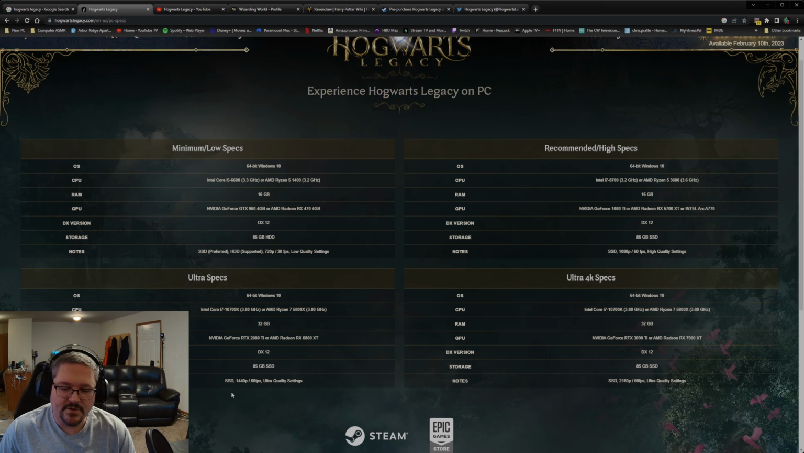Ultra is for your 1440p, and then 4K at 60 frames per second. So my machine, I just actually upgraded. I was lucky enough to be in a position to do that.